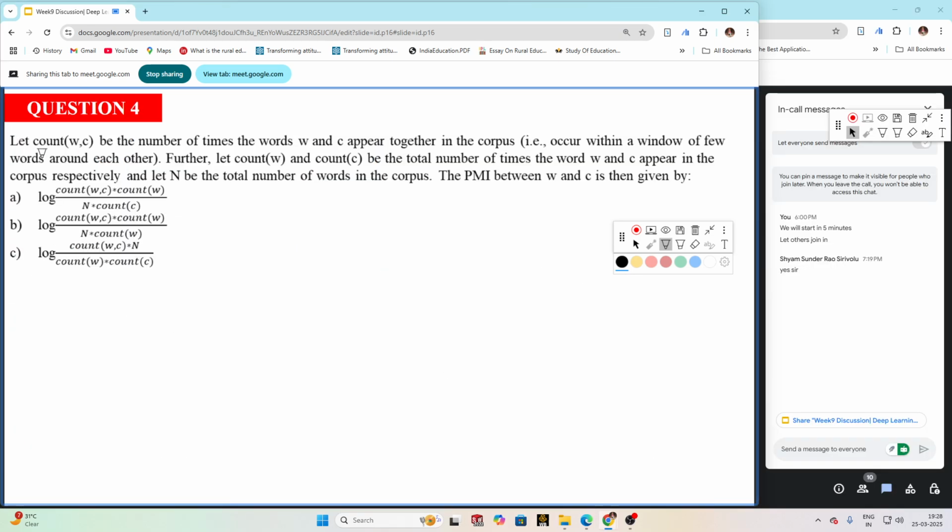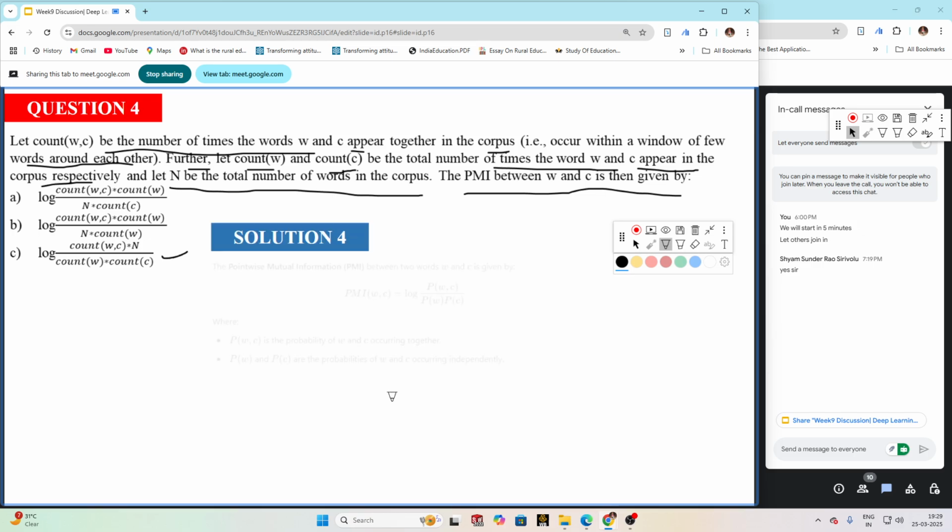Let's move on to the next question. Let count WC be the number of times the words W and C appear together in the corpus, that is, occur within a window of a few words around each other. Further, let count W and count C be the total number of times the words W and C appear in the corpus respectively. Let n be the total number of words in the corpus. The PMI between W and C is given by option A, option B, option C. Any guesses for this? C. Yeah, C.